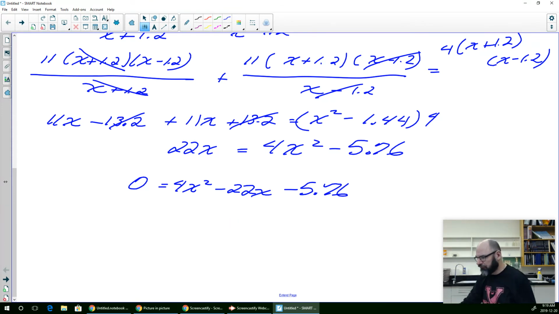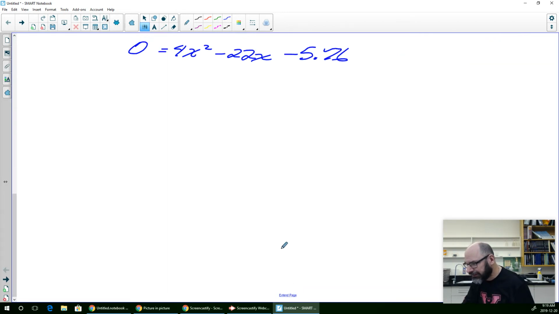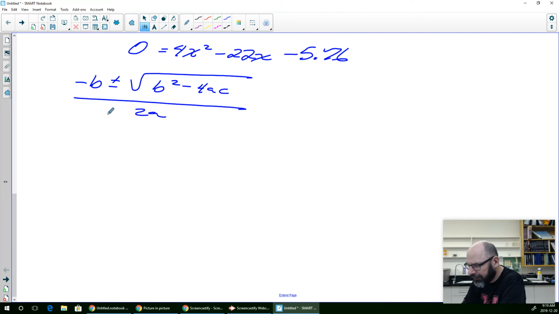The only way we can solve for x is by factoring or by using the quadratic formula. In this case, it's not going to factor easily. So if we move that up, we're going to use the quadratic formula to solve this. So it's minus b plus or minus the square root of b squared minus 4ac over 2a. And that's going to give us our x value.